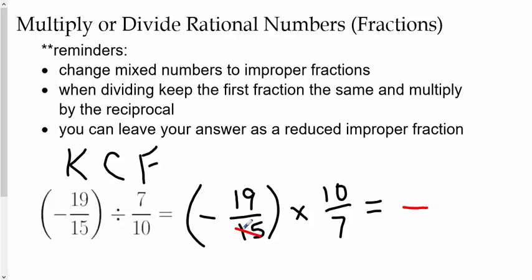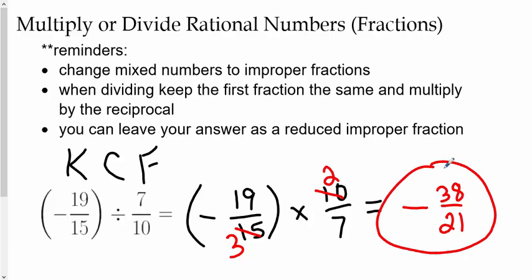And I look to see where I can cross reduce. 5 goes into 10 twice, and it goes into 15 3 times. 19 times 2 is 38. 3 times 7 is 21. This is an improper fraction. It's okay to leave it that way as long as it's reduced, which it is, because there are no numbers that divide evenly into 38 and 21 except for 1.